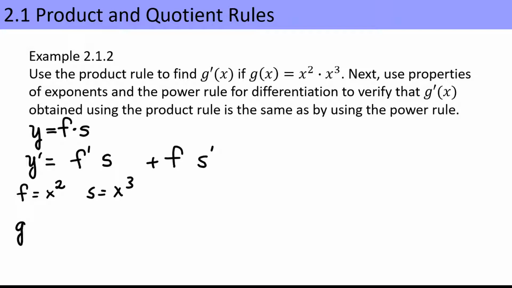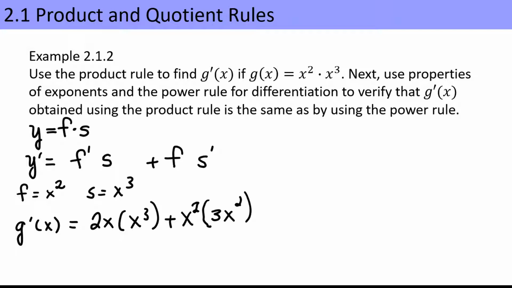Now we'll find the derivative. The derivative of x squared for the first function would be 2x. Then we'll multiply it to the second function, which is x cubed, plus the first function we identified to be x squared, and the derivative of the second function, which was x cubed, is actually 3. We bring down the constant and then raise x to the power of 2.